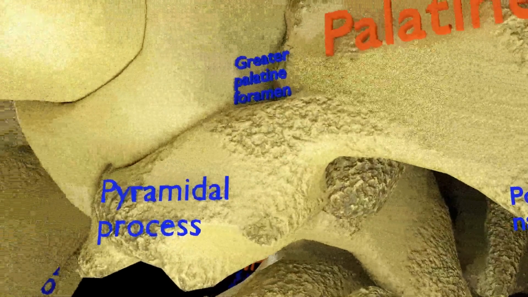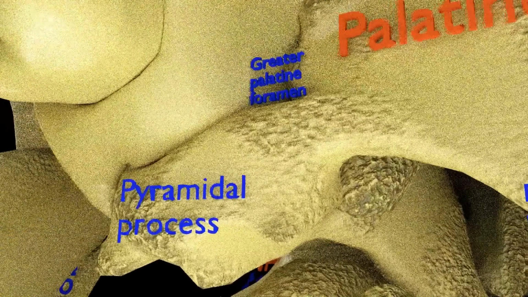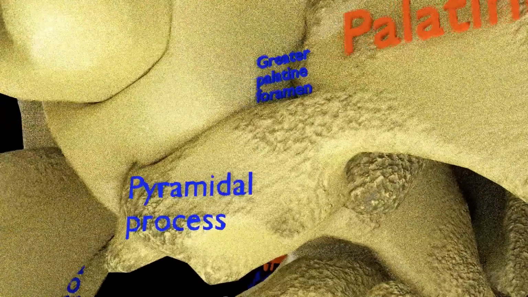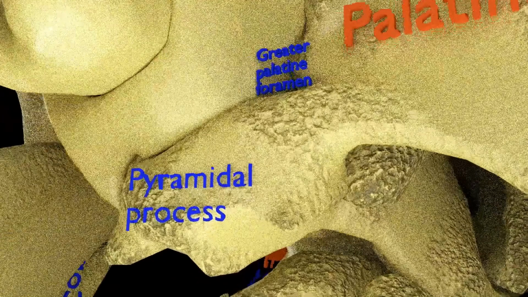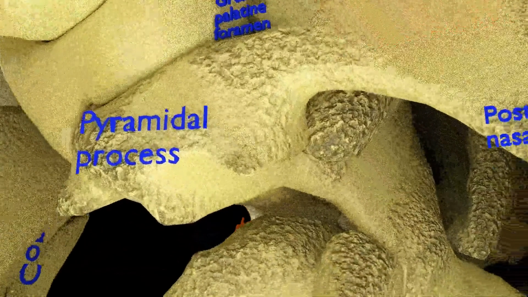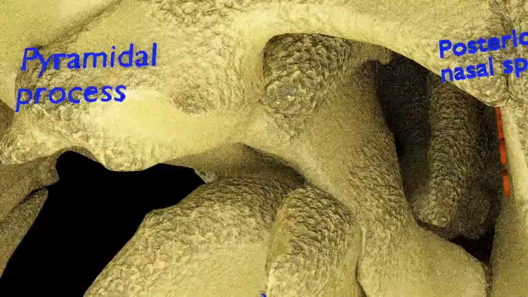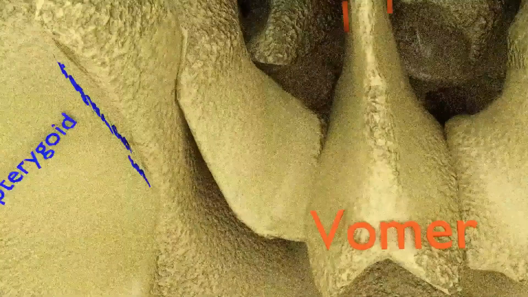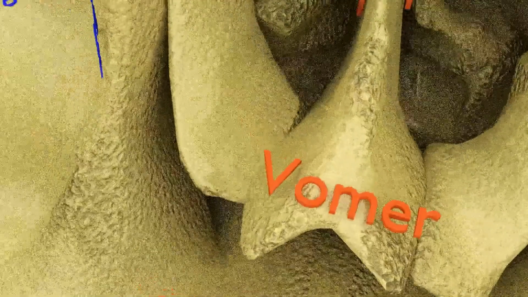Its superior surface has greater palatine foramen. The contents of greater palatine foramen are greater palatine vessels and anterior palatine nerve. Next, you can see a thin flat bone known as vomer. It forms posterior inferior part of nasal septum.